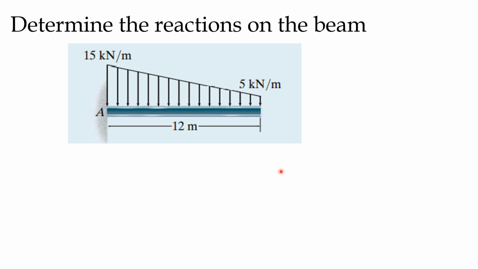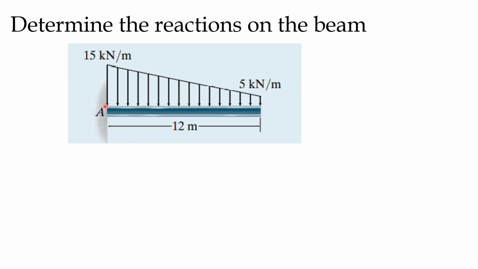In this video, we'll try to determine the reactions of a cantilever beam. So you can see this is a cantilever beam. One side it is fixed and another side it is free. Its total length is 12 meters and it has a varying load of, at one end, 15 kilonewton per meter and on the other end 5 kilonewton per meter.